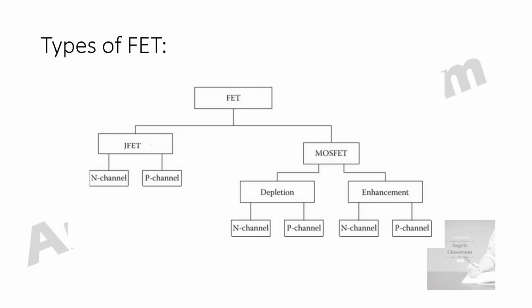Next one is classification of it. This FET can be majorly classified into two types. One is JFET and another one is MOSFET. This JFET can be further classified into two types based on the channel. One is N channel and another one is P channel. Whereas MOSFET can be classified into two types based on the modes of operation. It can be further classified into N channel as well as P channel.